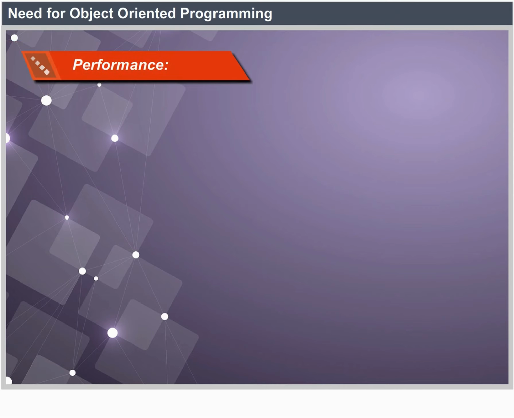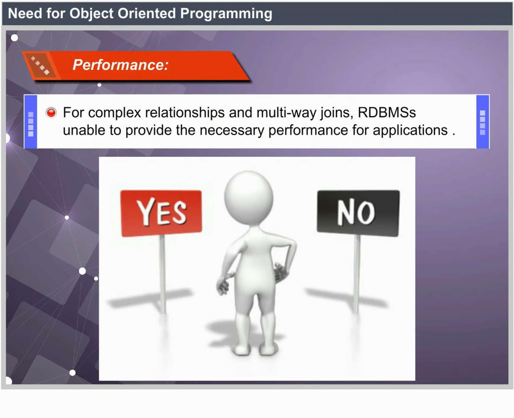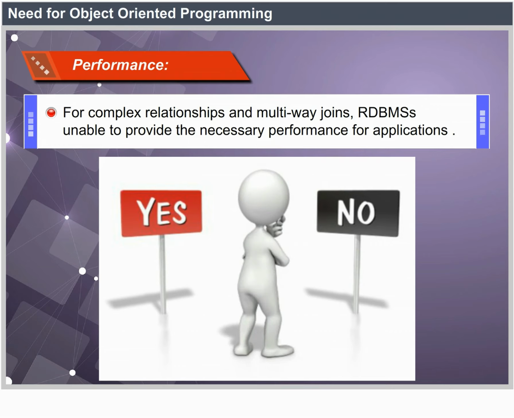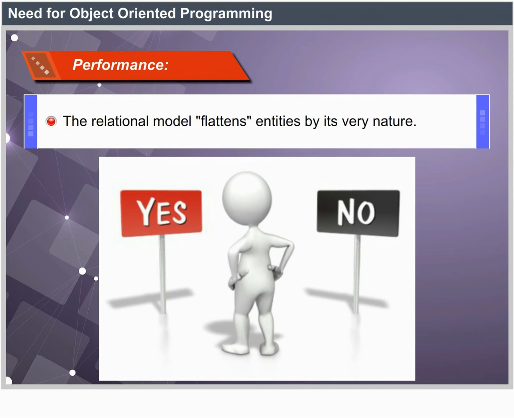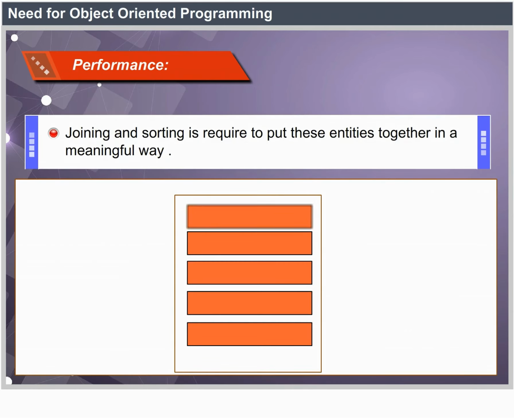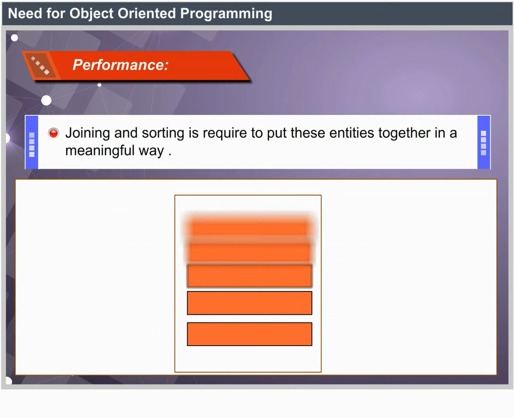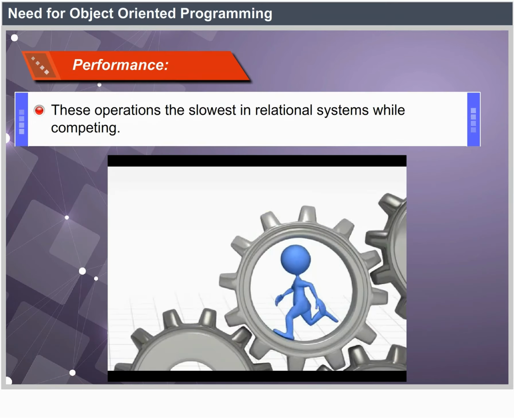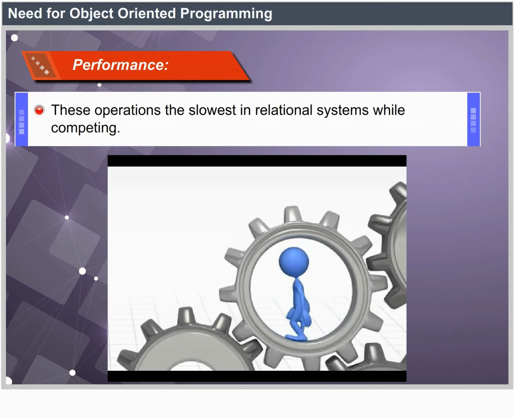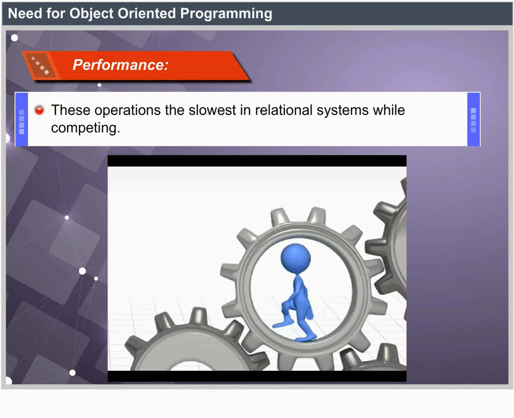Performance. RDBMS have been unable to provide the necessary performance for applications with complex relationships and multi-way joins. By its very nature, the relational model flattens entities. Putting these entities together in a meaningful way requires joining and sorting. These operations compete for being the slowest in relational systems.